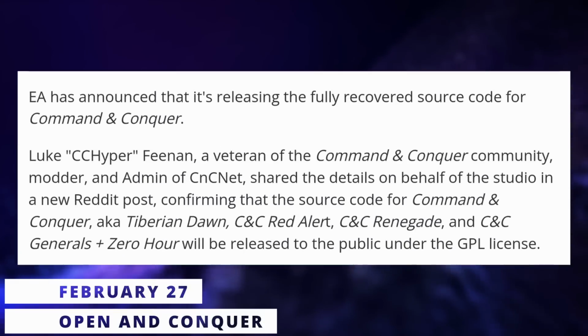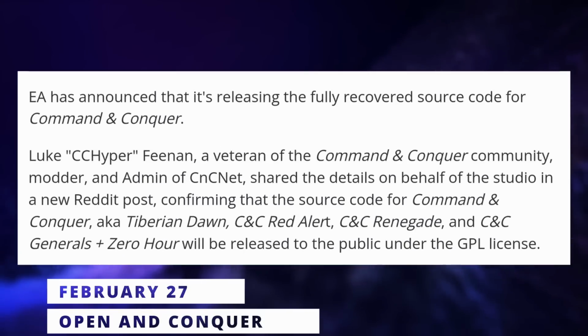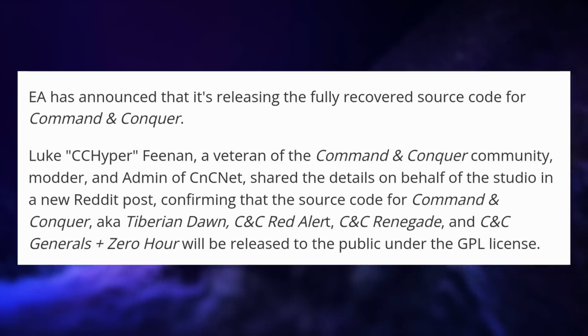Now, in a pretty unexpected move last week, EA, one of the most hated gaming companies for very good reason, released the source code for Command & Conquer. The entire source code for the original Command & Conquer, for Red Alert, for Command & Conquer Renegade, and for Generals and its extension Zero Hour, everything is released under the GPL, or will be very soon. It should already be out by the time you're listening to this.